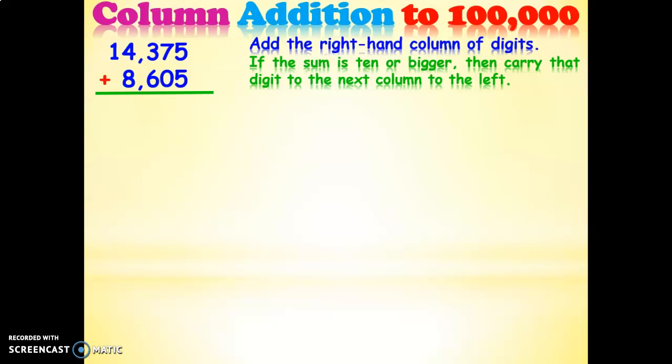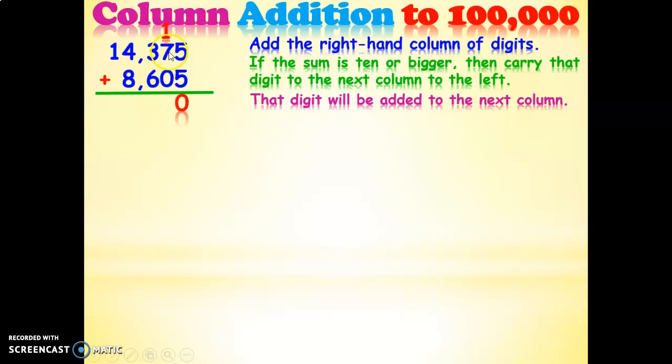So from our example, we have 5 plus 5, the answer is 10. Now again, it says here, if the sum is 10 or bigger, we have to carry the digit 1 to the next column to the left. So 5 plus 5 is 10, 0, carry 1 on top of the next column. Now 1 is now in the place value of tens. That digit will be added to the next column. Just like 1, added to 7, belonging now to the column for the place value of tens.